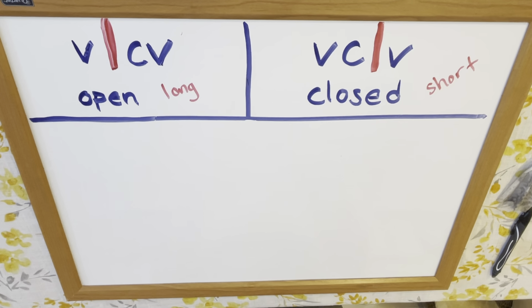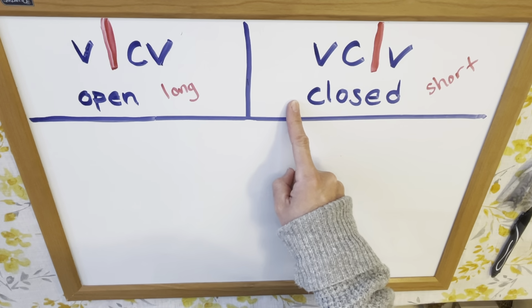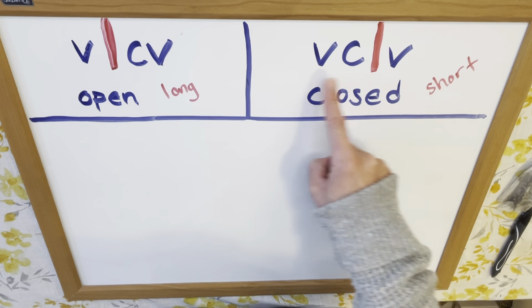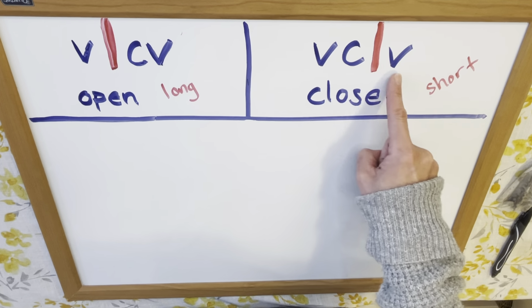Boys and girls, it is Miss Ryan, and today we are going to have a phonics lesson. We are going to talk about this closed syllable pattern, which is VC, V, or vowel consonant, vowel. Okay, this is the one we're going to focus mostly on today.